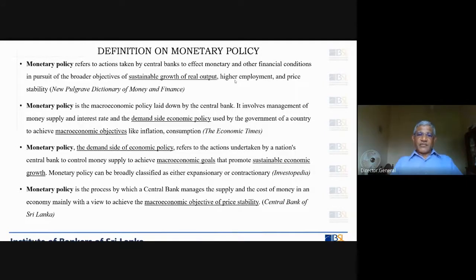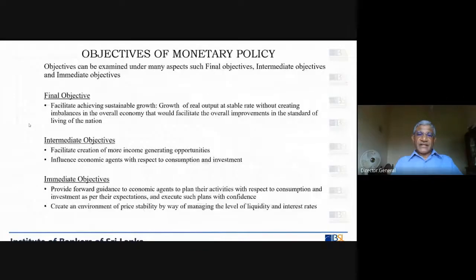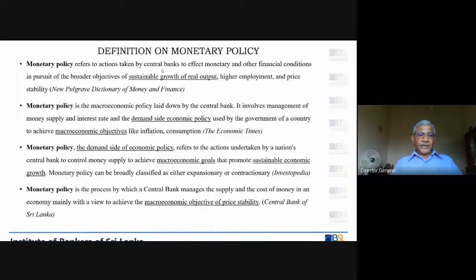Then the final objective is sustainable growth. And central bank takes actions to control either the supply of money or the cost of money. And also the central bank is trying to maintain price stability, and also avoid high unemployment.